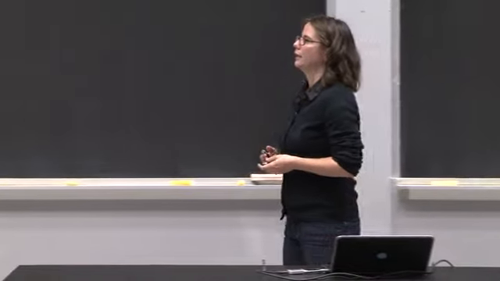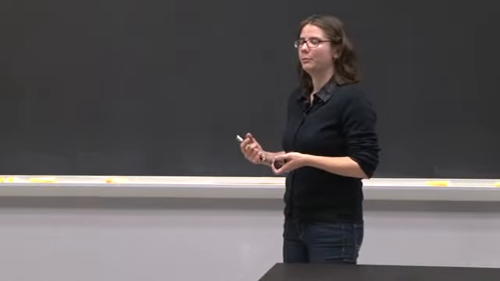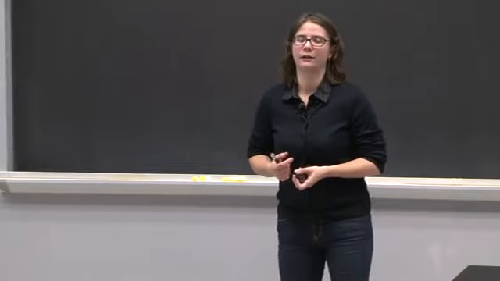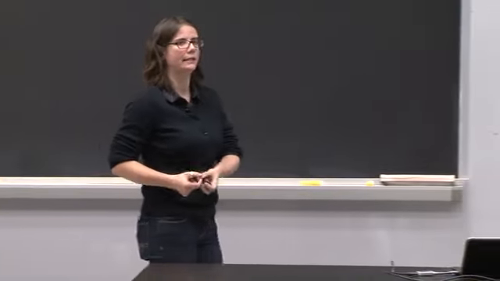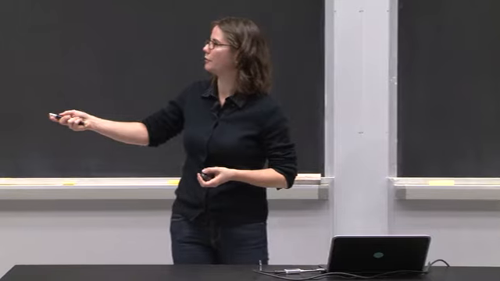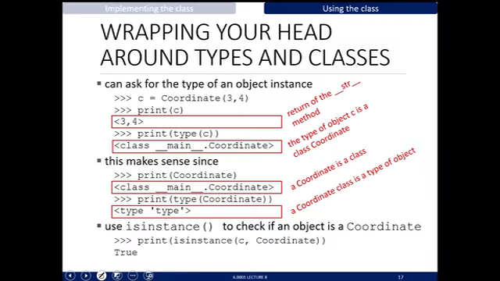If you'd like to figure out whether a particular object is an instance of a particular class, you use this special function called isinstance. So if you print isinstance(c, coordinate), this is going to print true because c is an object that is of type coordinate.